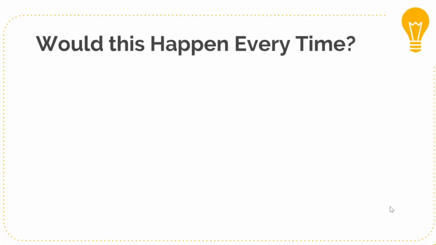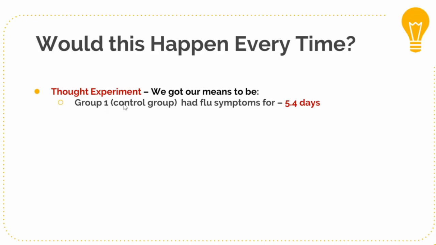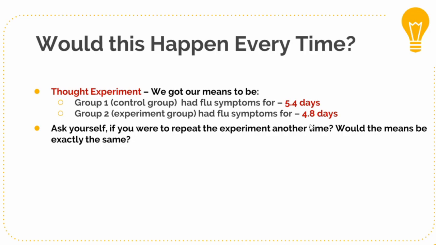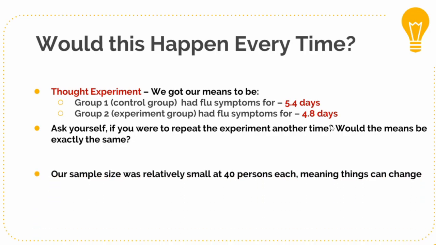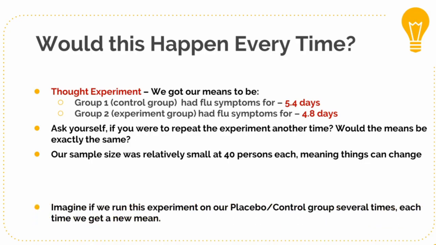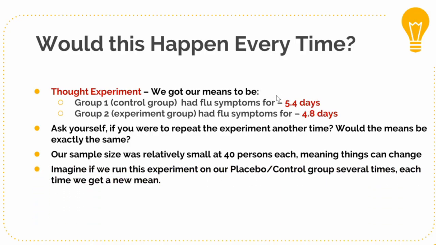Now let's ask ourselves a question. Would this happen every time? Here's a thought experiment. Our control group had flu symptoms of 5.4 days, and our experimental group had symptoms of 4.8 days. If we were to repeat this experiment in future, would the means be exactly the same? Because our sample size is relatively small at 40 persons each, things can change. It's quite likely that every time we repeat the experiment, we'll get different values for these means.